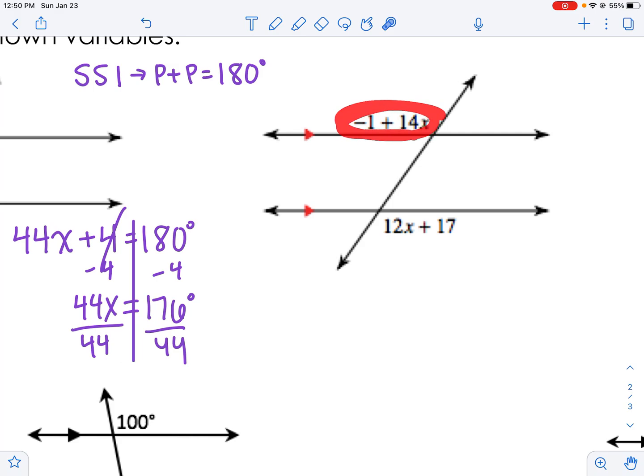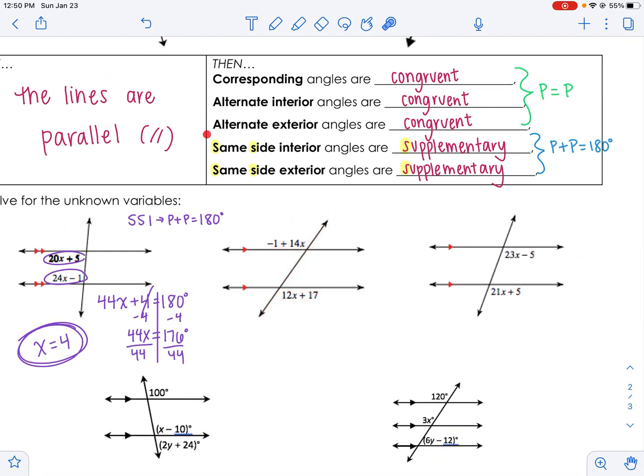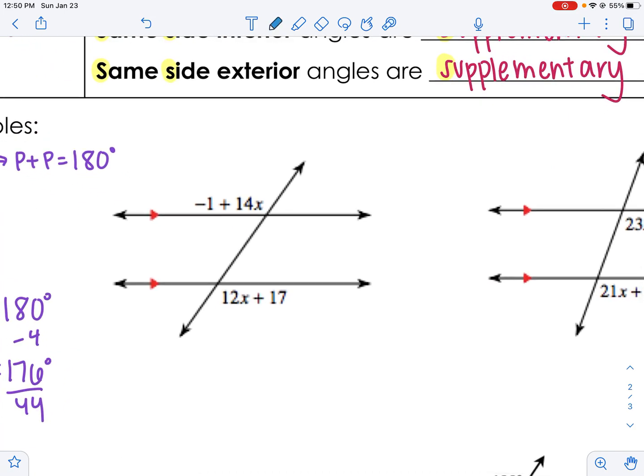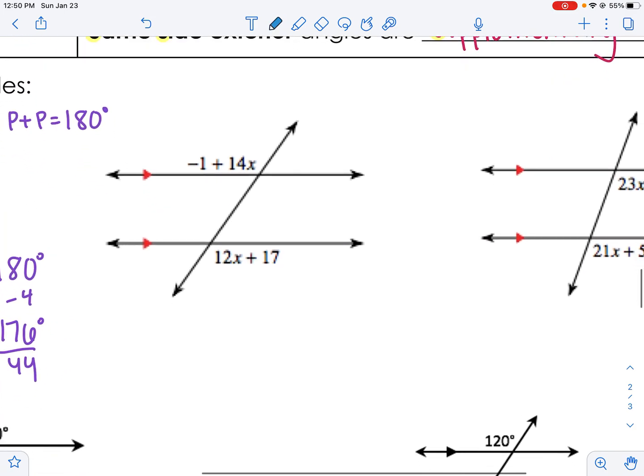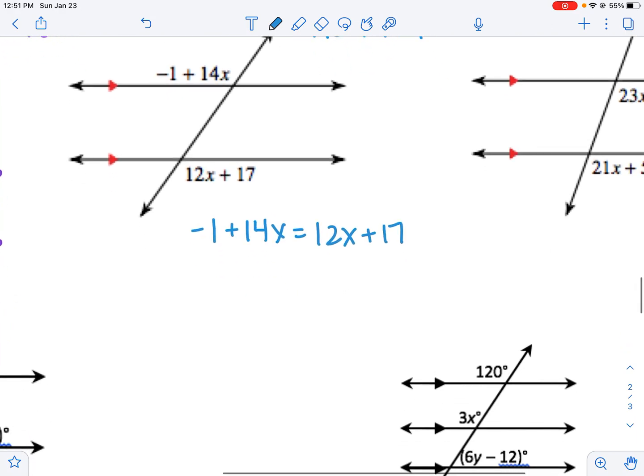So if we take a look at our next one, I have an angle here and here. So they're on different sides of the transversal. They're on the outside. So that would be alternate exterior. Alternate exterior is congruent, which is part equals part. So I'm going to set these parts equal to each other. So I'm going to say -1 plus 14x equals 12x plus 17. And I'm doing that because they were alternate exterior. That's congruent, which is part equals part.